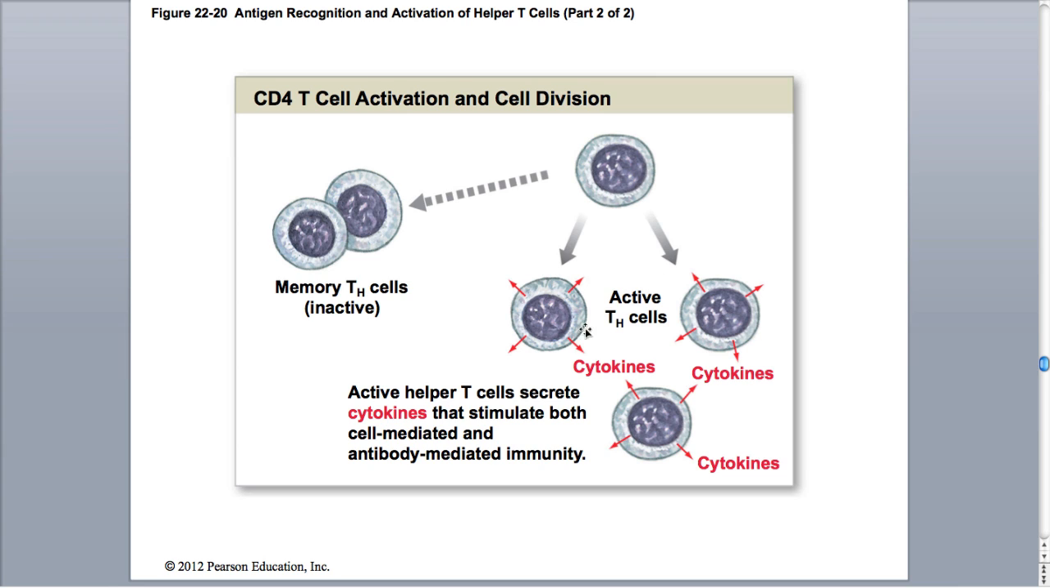Now this time around, look what it can do. It can produce cytokines to tell other cells what to do. And that's why helper T cells are so good. They can talk to others. Now let's read this line carefully together. Cytokines that stimulate both cell-mediated and antibody-mediated immunity. Now, why is that paragraph so important on this slide right here? Because it says that these cytokines will stimulate levels 3 and 4. So it's going to stimulate levels 3 and 4.